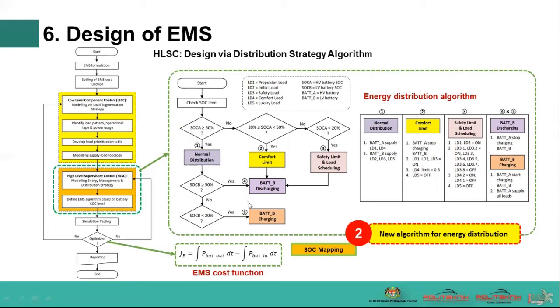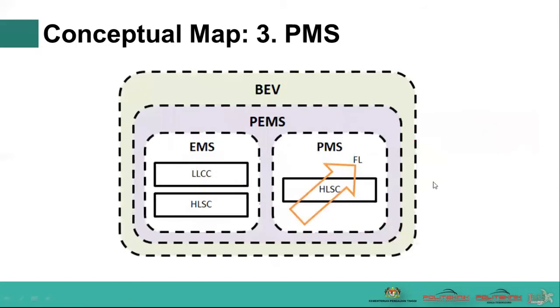This algorithm cooperates with load segmentation to ensure the appropriate scheduling of load. The EMS cost function here is to ensure the optimal energy distribution. So the third task is to propose the PMS, which includes high-level supervisory control using fuzzy rule-based.